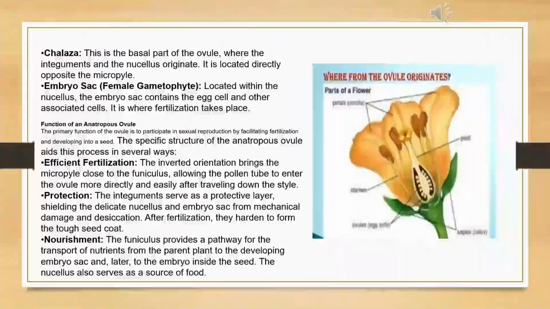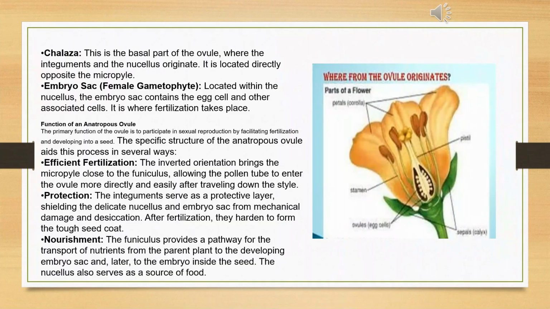The next one is chalaza. This is the basal part of the ovule where the integuments and the nucellus originate. It is located directly opposite to the micropyle. Next, embryo sac or female gametophyte, located within the nucellus. The embryo sac contains the egg cell and other associated cells. It is where fertilization takes place.